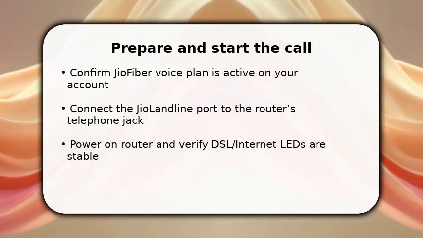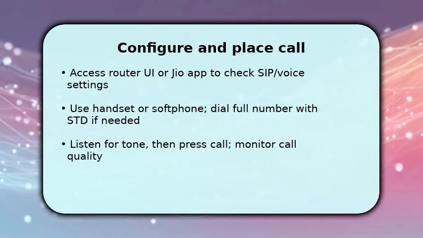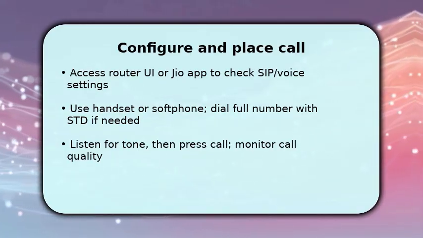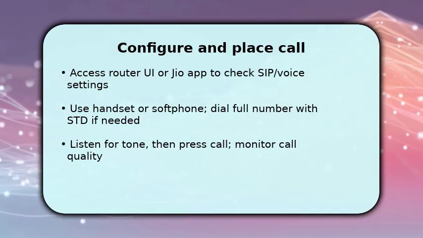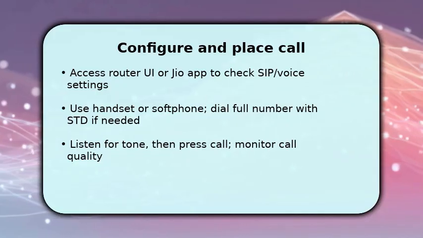Now you configure or verify SIP settings via the router UI or the Jio app. Make sure caller ID and registration show as active because unregistered SIP will fail. Next, use your connected handset or softphone and dial the number. Include STD prefix when calling outside your area, then press call.